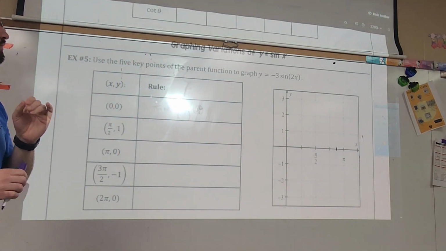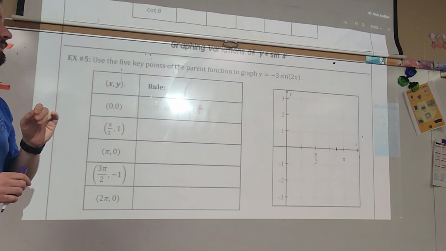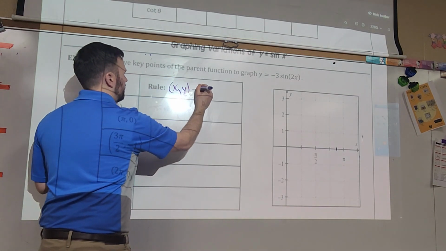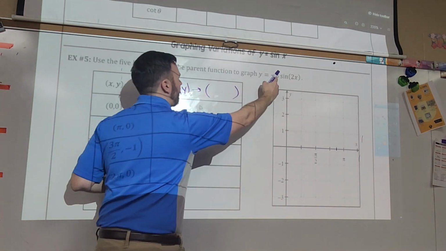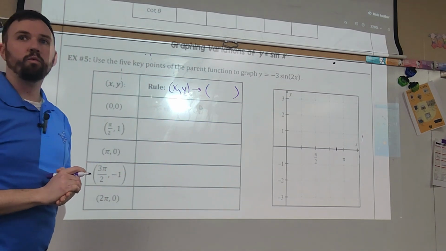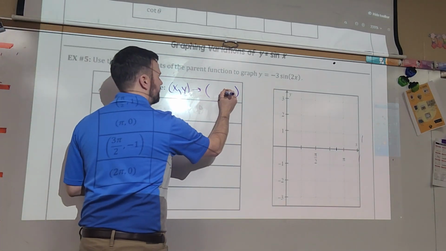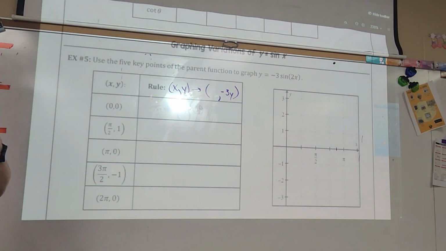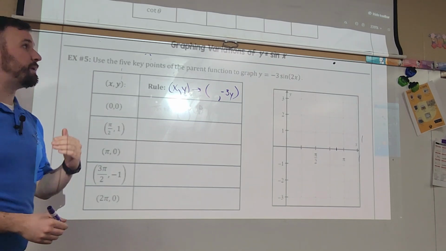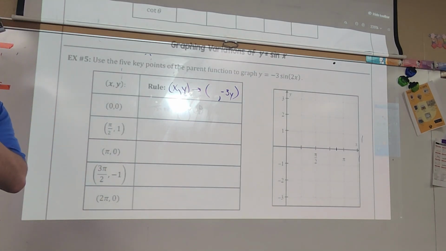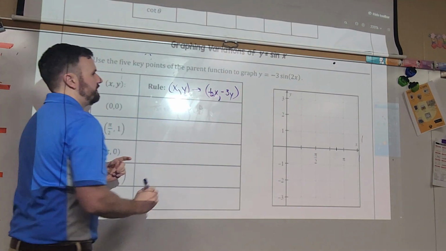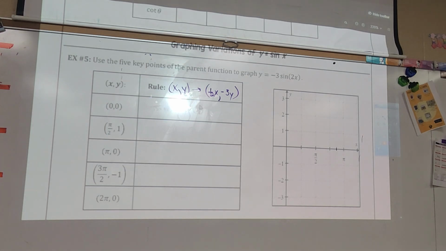Now I'm going to show you how to do this using a rule. I'm going to take my x, y. What's going to happen to all my y coordinates? I'm going to multiply them by -3, right? And what am I going to do to every x coordinate? I'm not going to times by 2, I'm going to divide by 2, because remember what happens in the x is opposite. This is a shortcut, do you see what I did there? Could I go through and plug in 0 and solve it?